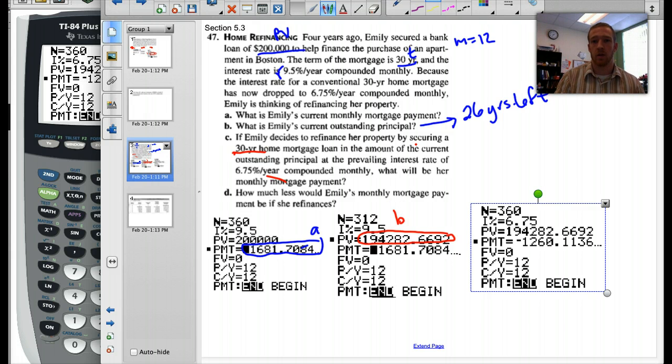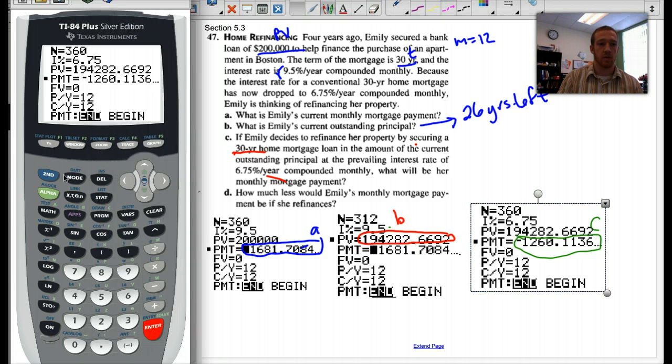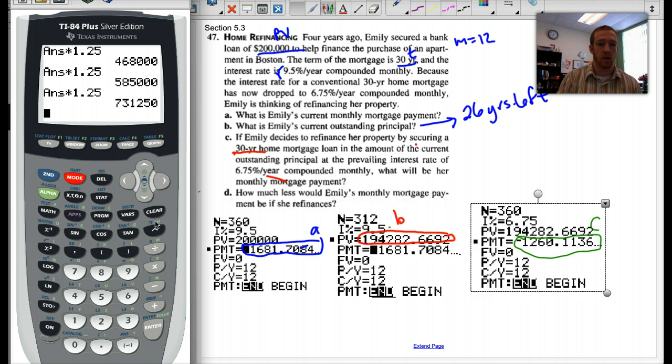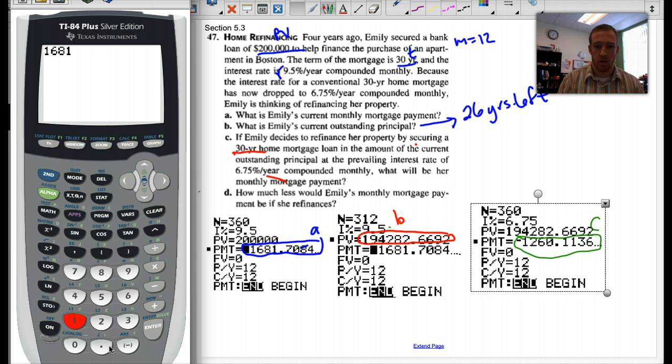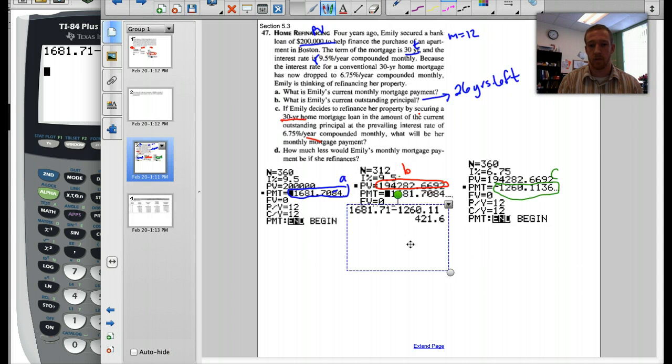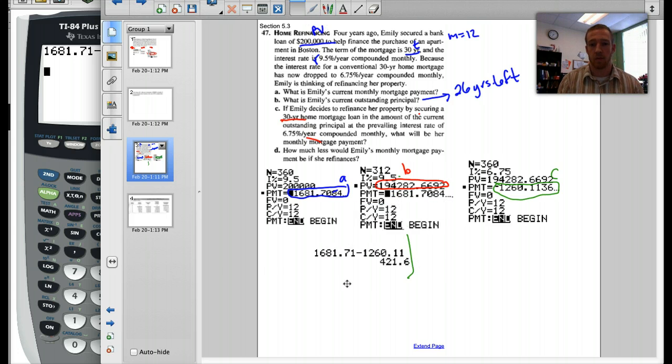So that was B, here's C. And how much less is her monthly mortgage payment if she refinances? Well, then that's just a matter of subtracting this number minus this number. So that's going to be $1,681.71 minus that payment, which was $1,260.11. So it's $421 less is what she would be paying per month.